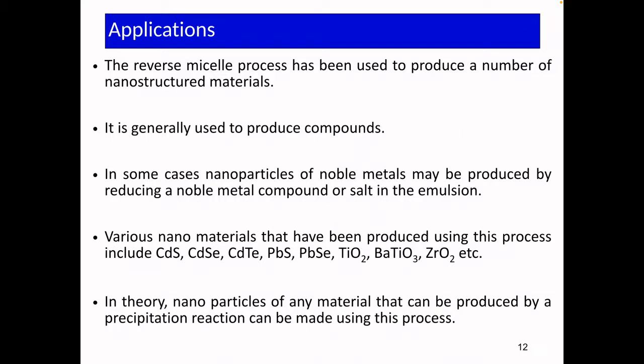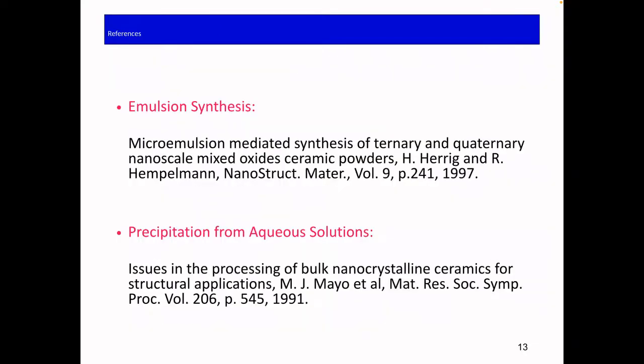The reverse micelle process has been used to produce a number of nanostructured materials. It's generally used to produce compounds. In some cases, nanoparticles of noble metals may be produced. And all these various nanomaterials can be produced. In theory, nanoparticles of any material that can be produced by a precipitation reaction can be made using this process.